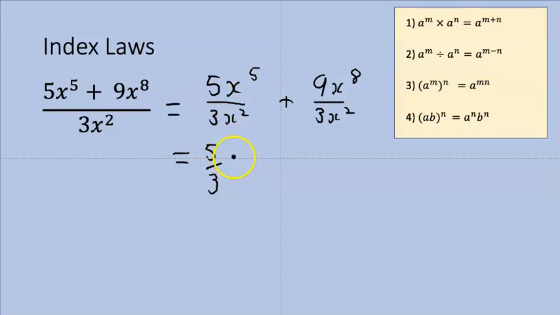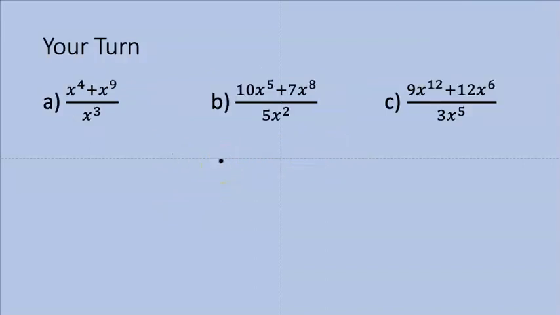x to the 5 divided by x squared gives me x to the power of 3. You can change this fraction into a decimal if you want to, but just for the purpose of this video, we're going to leave it as a fraction because it's the indices laws we're dealing with. 9 divided by 3 for the second one gives me 3. x to the 8 divided by x squared gives me x to the power of 6. And again, going to leave it as that. So what I want you to do now is have a go at these ones yourself. Pause the video and I'll show you how to do them.